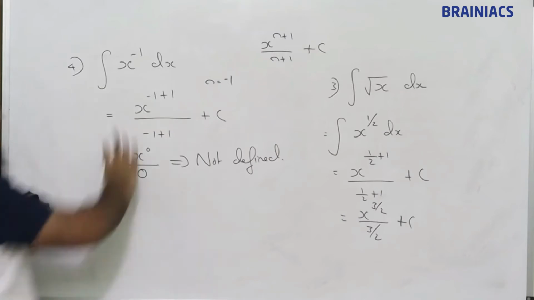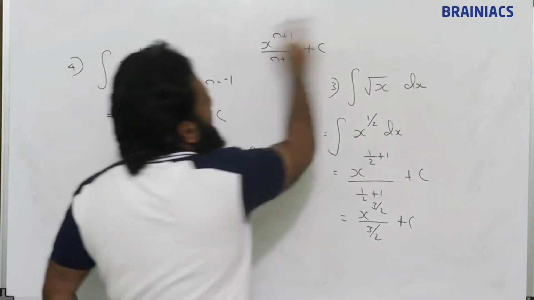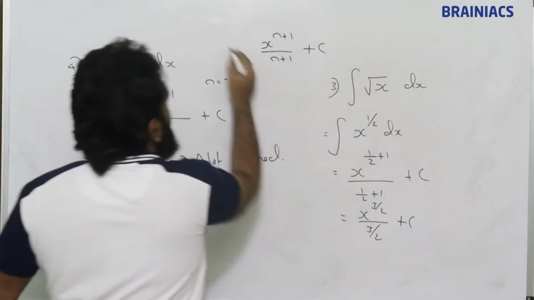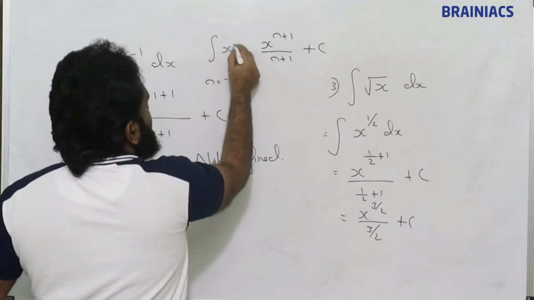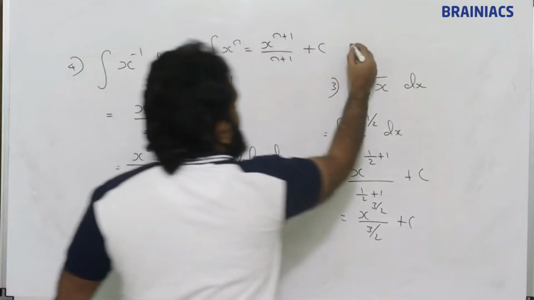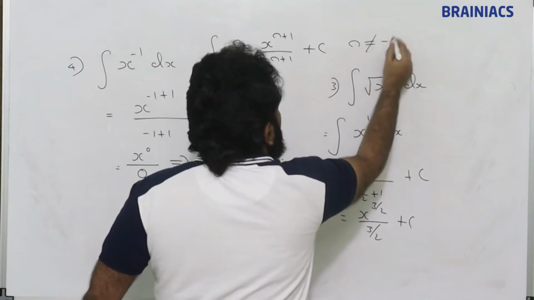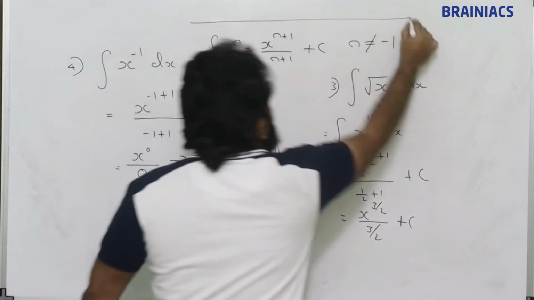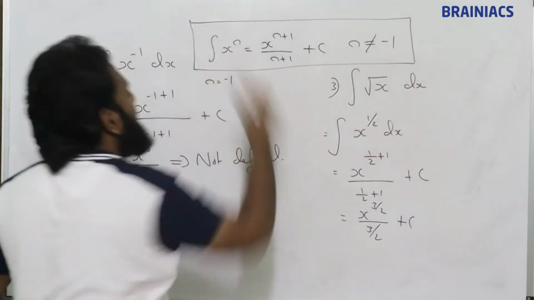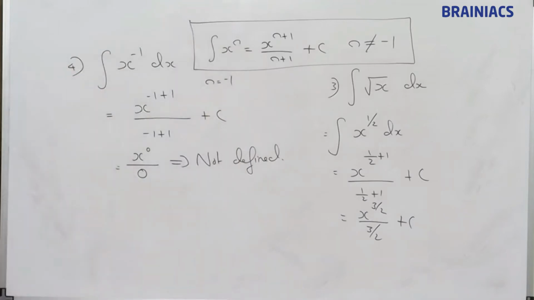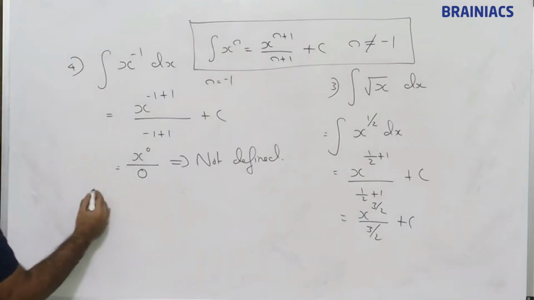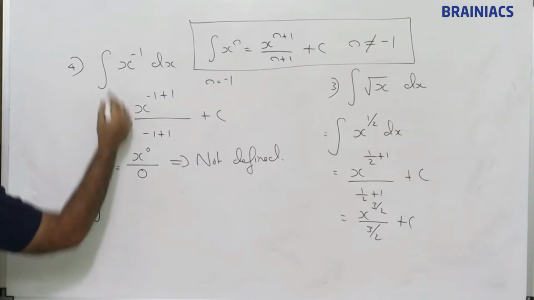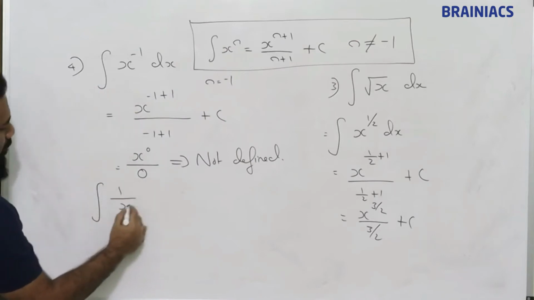So in algebra this can be done. Integration of x raised to n, this formula is correct, except for n is equal to minus 1. Except for that, everywhere that is correct. So if we get this, how should we integrate? x raised to minus 1 is nothing but 1 by x dx.